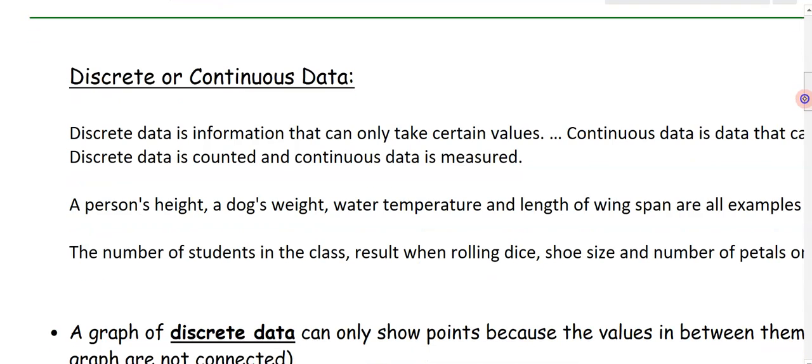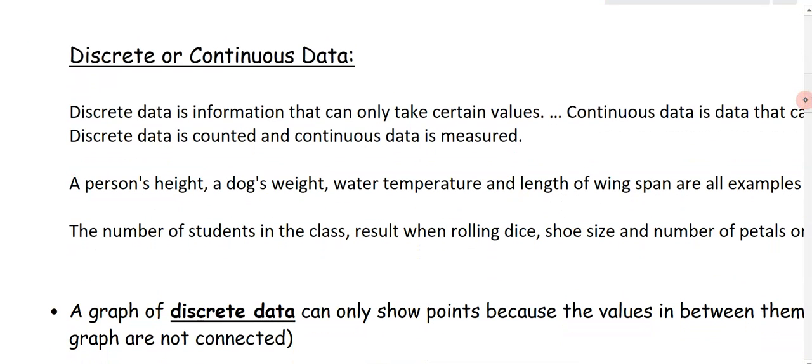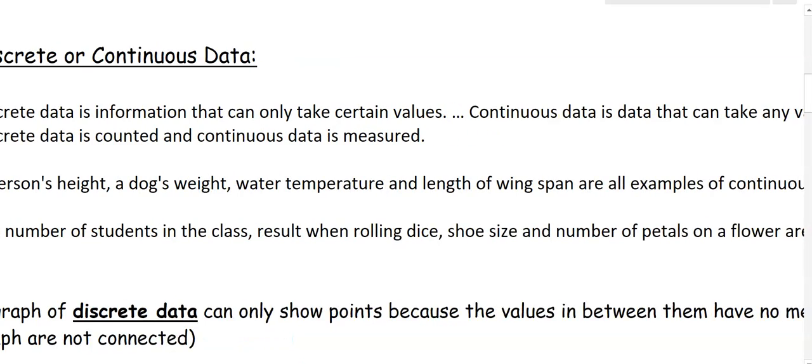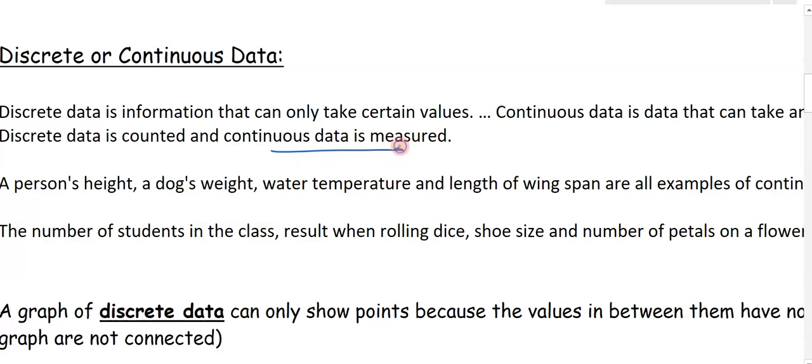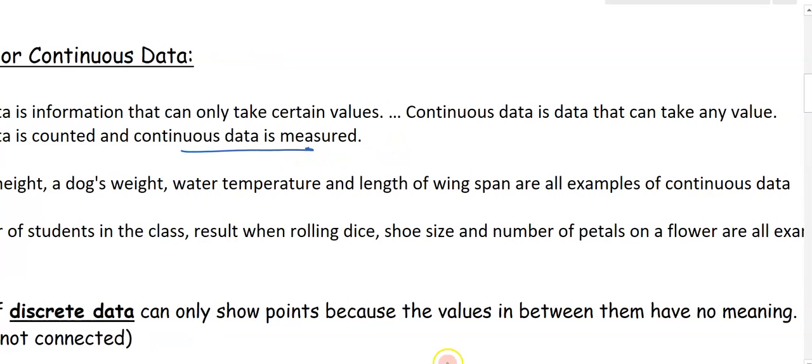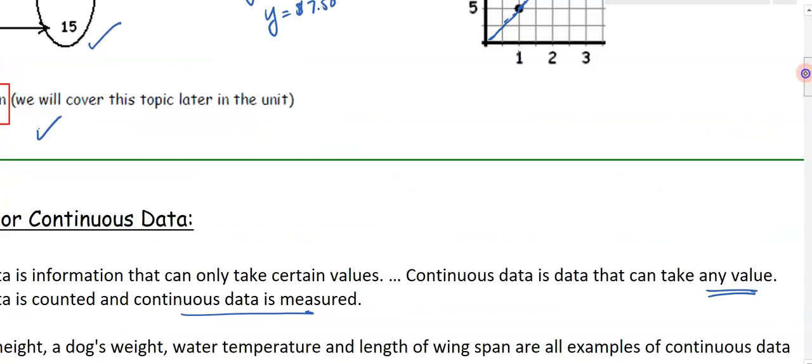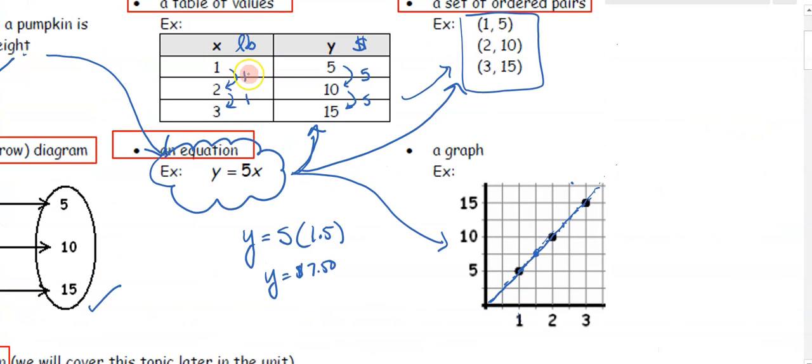A little bit of vocabulary. Sometimes our data is discrete and sometimes our data is continuous. Let's talk about continuous data first. Continuous data can be measured, and continuous data can take on any value. For example, up here, my pumpkin could weigh 1 pound, it could weigh 2 pounds, it could weigh 1.5 pounds. There are infinite numbers that fall between 1 and 2. So there's infinite possibilities for the weight of my pumpkin. So it can take on any value.